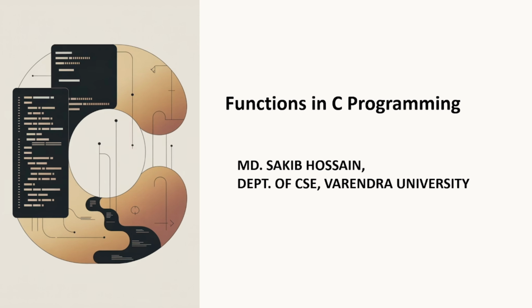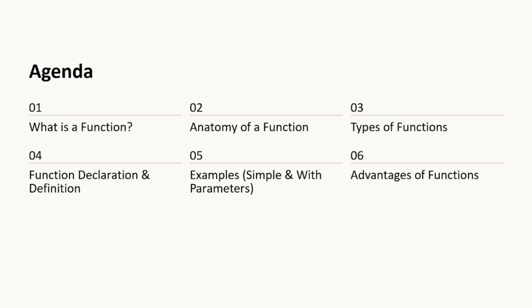Today, I'm going to discuss functions in C programming. As an initial step, let us see today's class overview. First topic is what is a function, then the anatomy of a function, that means the parts of the function, then types of function. We'll see how many types of function there are in C programming, then function declaration and definition, and then examples. We will see some coding examples in Visual Studio Code. Then finally the advantages of functions, that means the motive of why we are using functions in C programming.